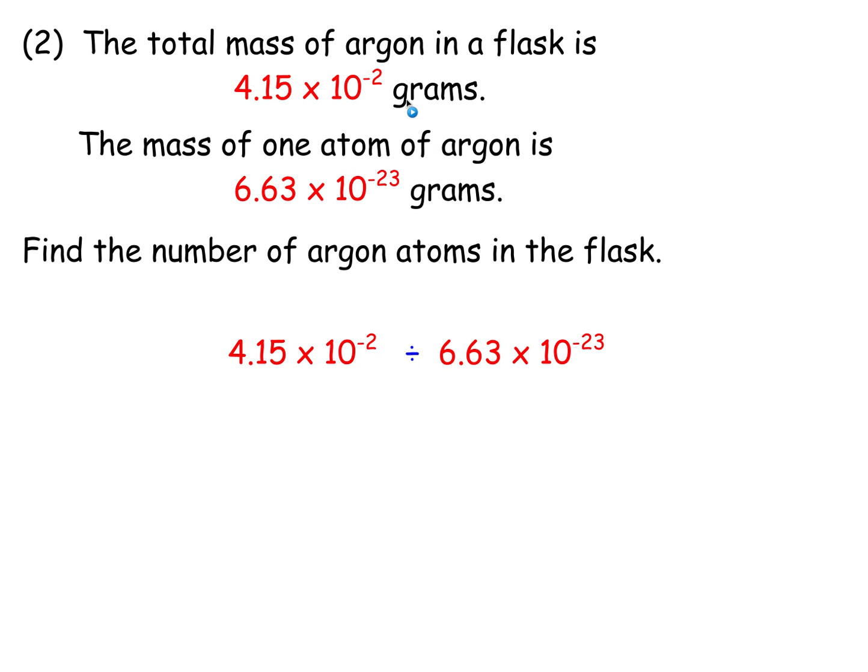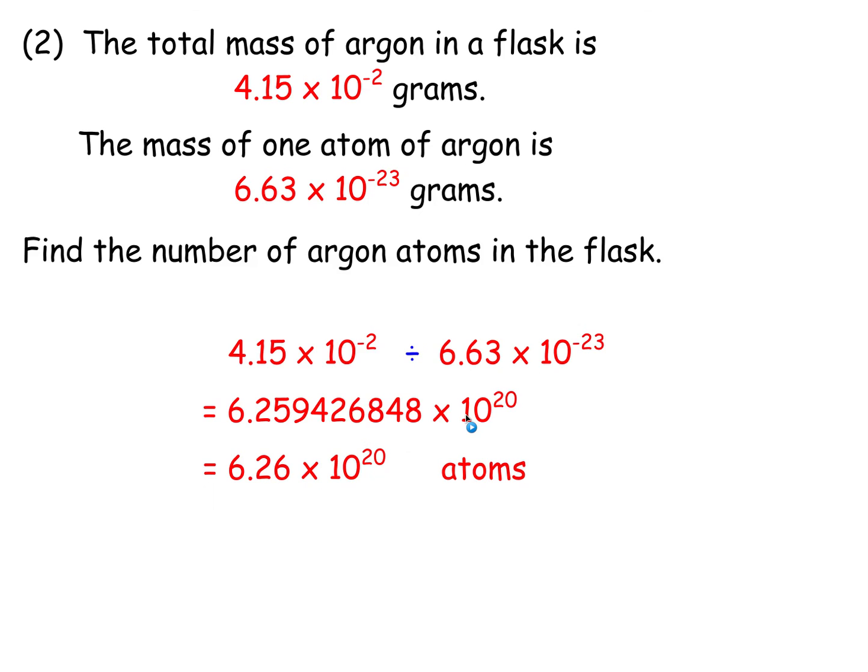You've got to divide the total mass by the mass of one atom. So sometimes we're thinking of more everyday numbers like 100 grams and an atom weighs 2 grams, you would know to divide 100 by 2. Well, it's the same principle here, just awkward numbers. You enter the numbers in the calculator, dividing them the correct way around. That's the number of atoms. 3 significant figures, it's either 6.25 or 6.26. So it's 6.26, that 9 makes a rounding up. 6.26 times 10 to the power 20.